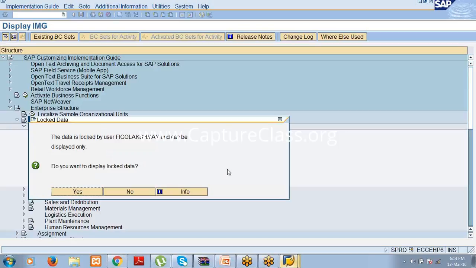Giri, yesterday you said you are getting this message, and Kalyan, I think today you sent me a mail with the same message. The data is locked by user FICO Lakshman and can be displayed only. Do you want to display locked data? In this case, for the first user the system will display the screen, but for the second user the system cannot display the screen, because it is locked. This happens when several users try to access the same screen, but in real time it will not happen. Whenever you get this message, you have to unlock the screens.